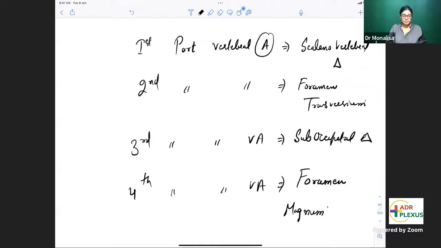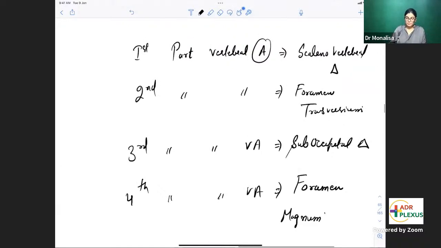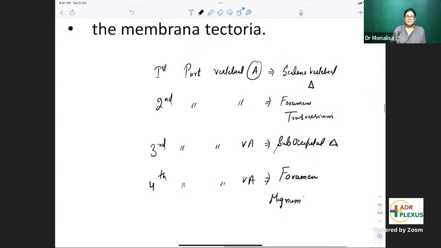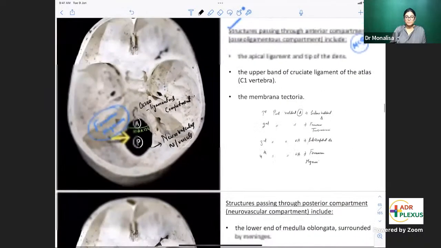So just that the vertebral artery came here. First part through the scaleno-vertebral or subclavian triangle. Second part through foramen transversarium. The third part through the suboccipital triangle. And the fourth part through foramen magnum. Now let's move on to the next MCQ.